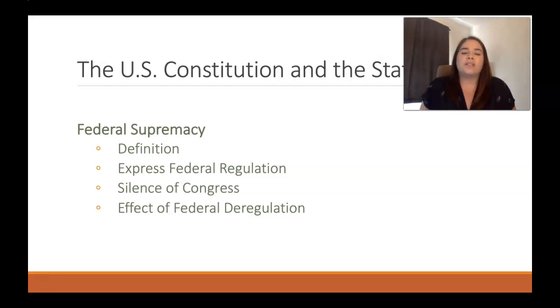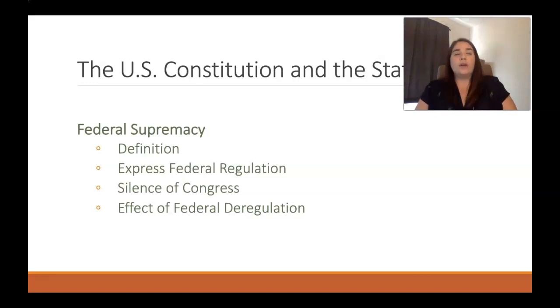So when we talk about express federal regulation, environmental law, great area and a great example, that is an express area of federal regulation. Not one granted to it by the U.S. Constitution, but one that the federal government has utilized.